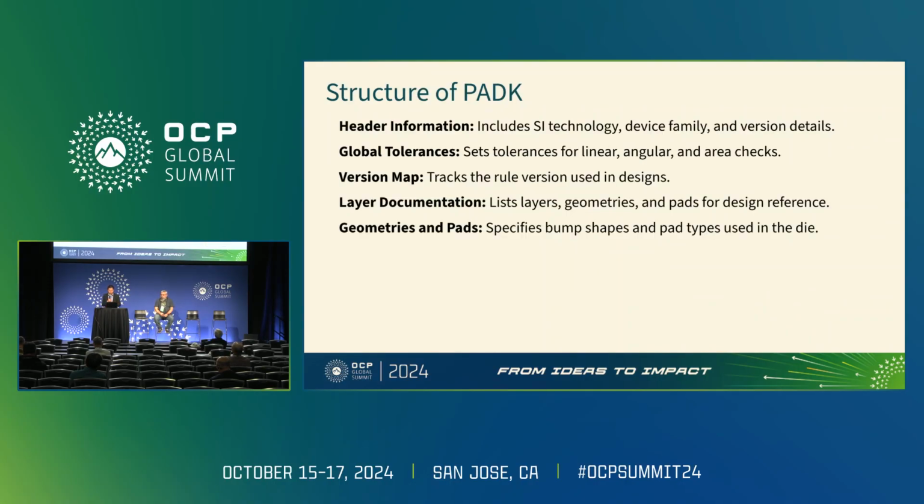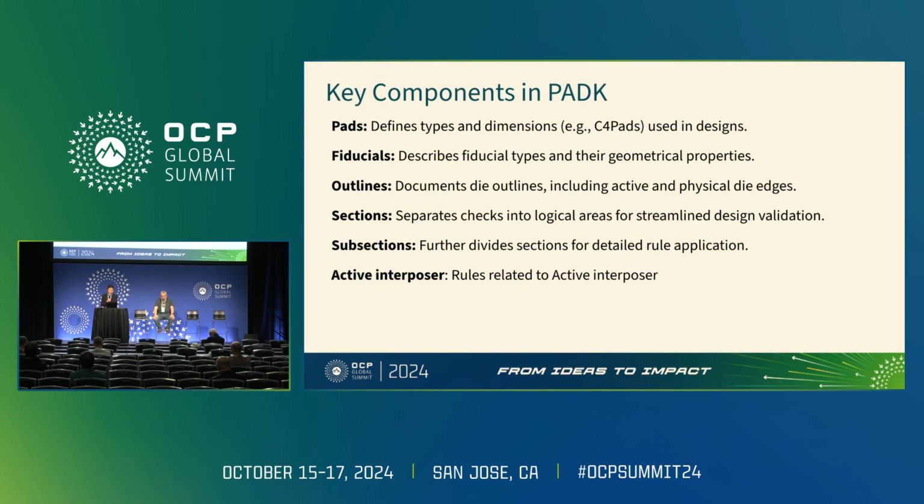So as mentioned, the header information includes all the silicon technology, what kind of micro-bumps are being used, and what kind of device family you're targeting. Global tolerance defines tolerance, just like in software, and we can introduce that in the hardware as well. You can define a global tolerance and apply it across the entire spec. But you can also have local tolerances, different tolerances that are needed locally, and then you have versions, layers and geometry as mentioned.